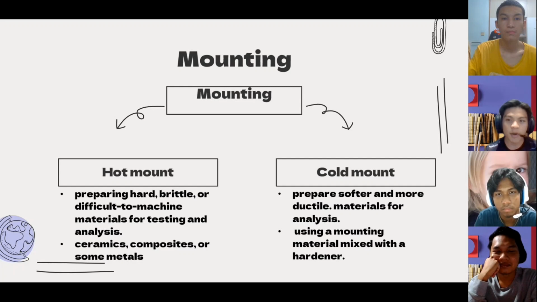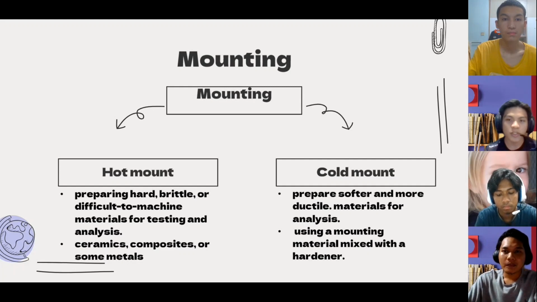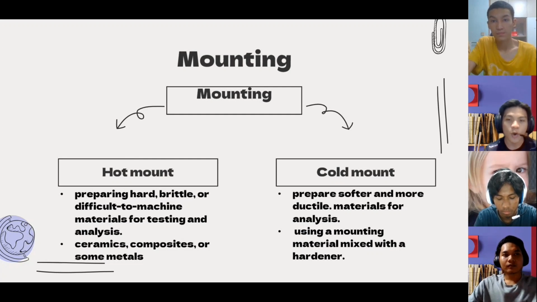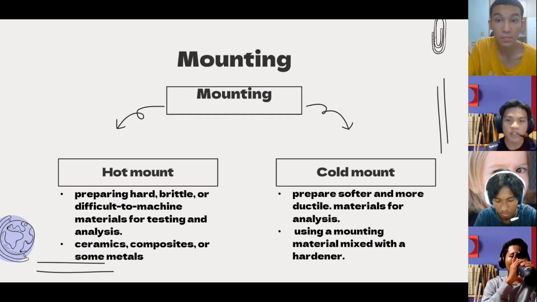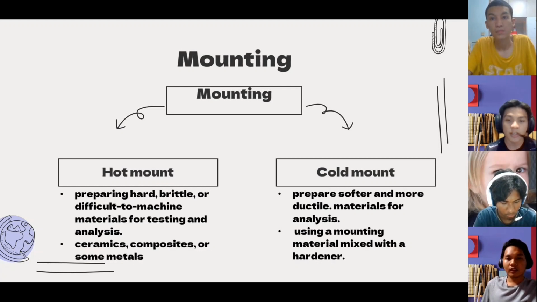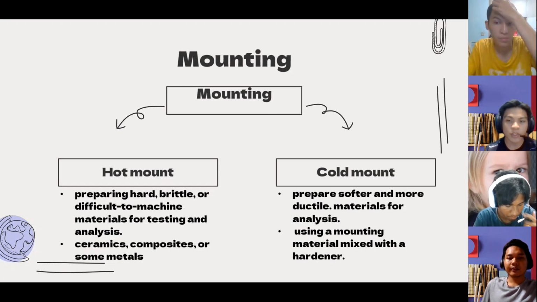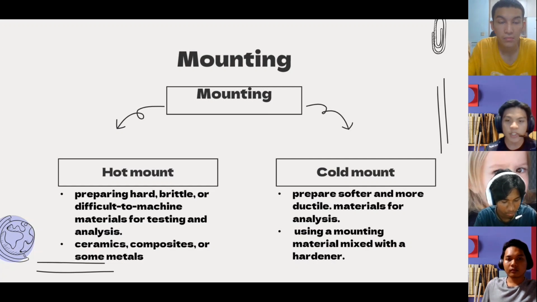Now I will present the mounting process. There are two types of mounting process, which are hot mount and cold mount. Hot mount is used for hard and brittle materials such as ceramics, composites, or some metals. Cold mount is used for soft and more ductile materials, which require the material to be mixed with a hardener. In this laboratory process, we apply cold mount for our samples, which are aluminum and mild steel. Next, I will pass to Faiz for the grinding and polishing process.